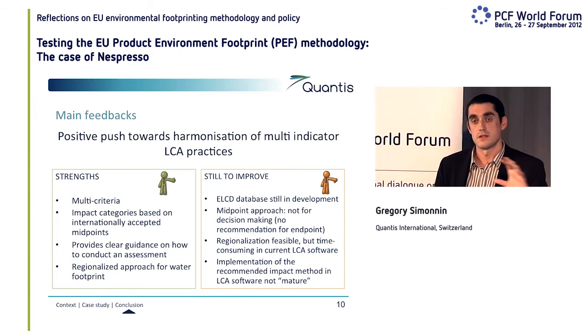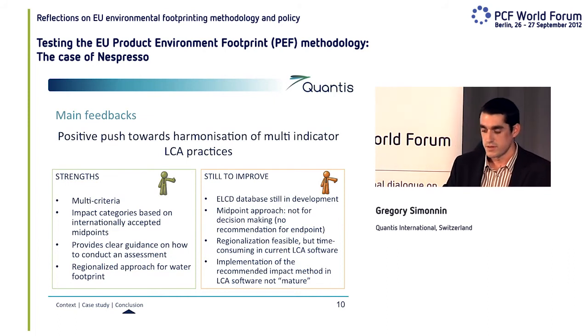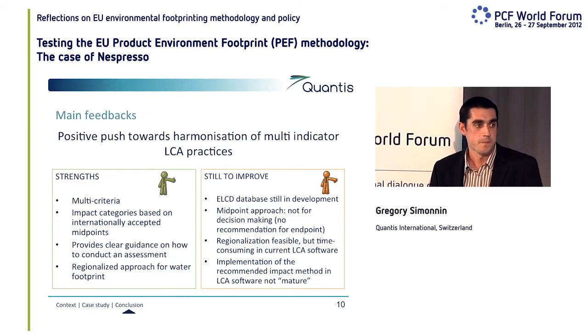The midpoint approach that I mentioned a bit earlier: in the PEF, it's recommended to stop at the assessment of 14 different impact categories, so we have a very broad and general vision of the impacts. But it's more difficult then for companies to take decisions based on that. There is a lot of interpretation of the results to do, and that requires a lot of work, and that's not easy for the companies.